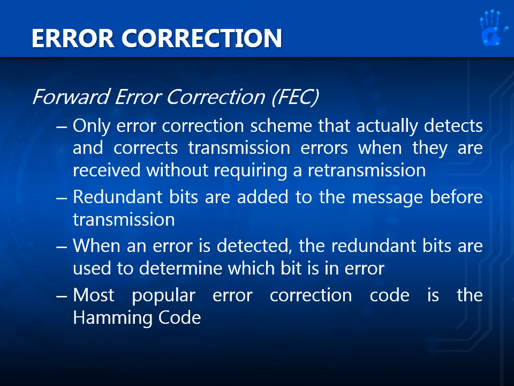Forward error correction. This is the only error correction scheme that actually detects and corrects transmission errors when they are received without requiring a retransmission. This is done by using redundant bits that are added to the message before transmission. When an error is detected, the redundant bits are used to determine which bit is in error. The most popular error correction code is the Hamming code.